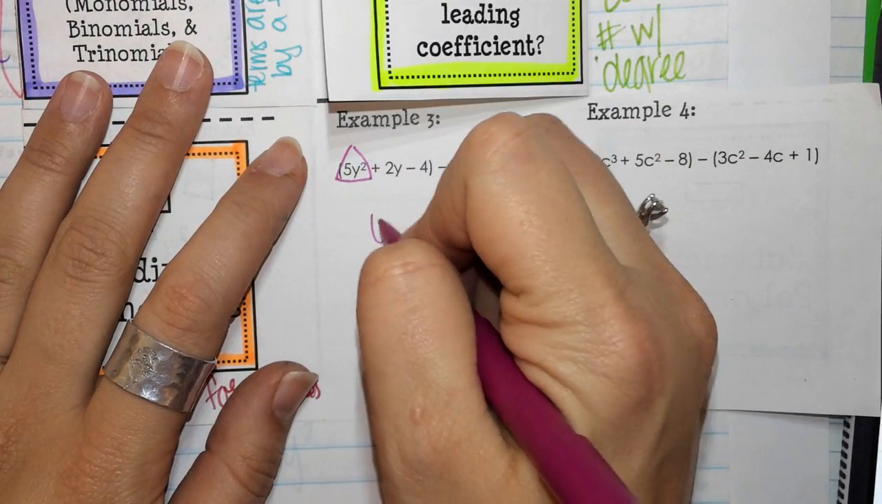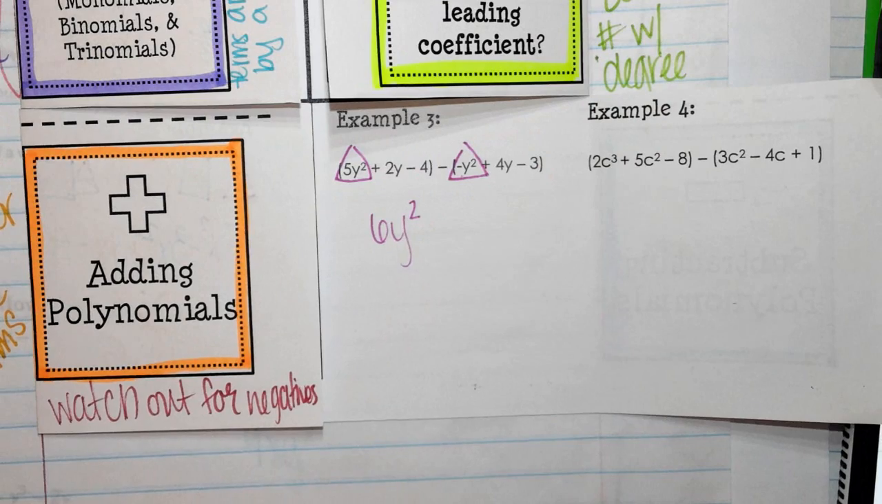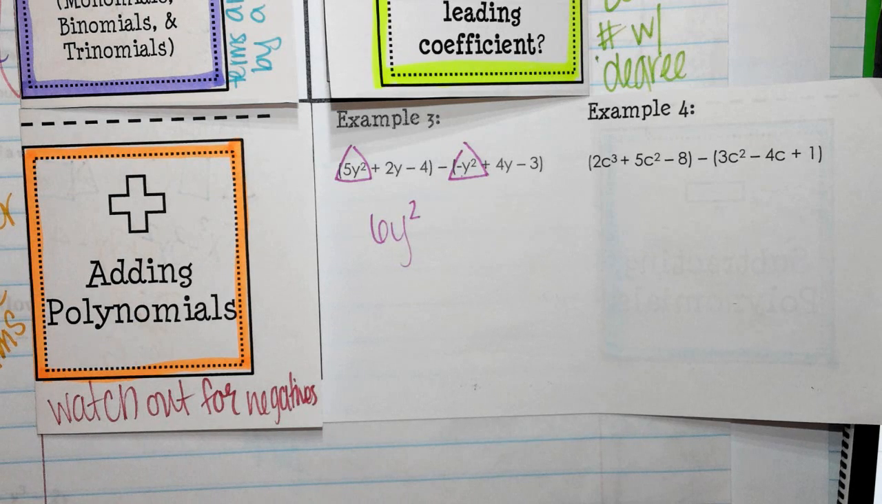So it's going to be 6y squared. Now, why did I not combine my exponents? Because it was a negative y. We're subtracting, not multiplying. You only combine the exponents when we what? Multiply or divide. Fantastic. Take a point if you said multiply or divide.